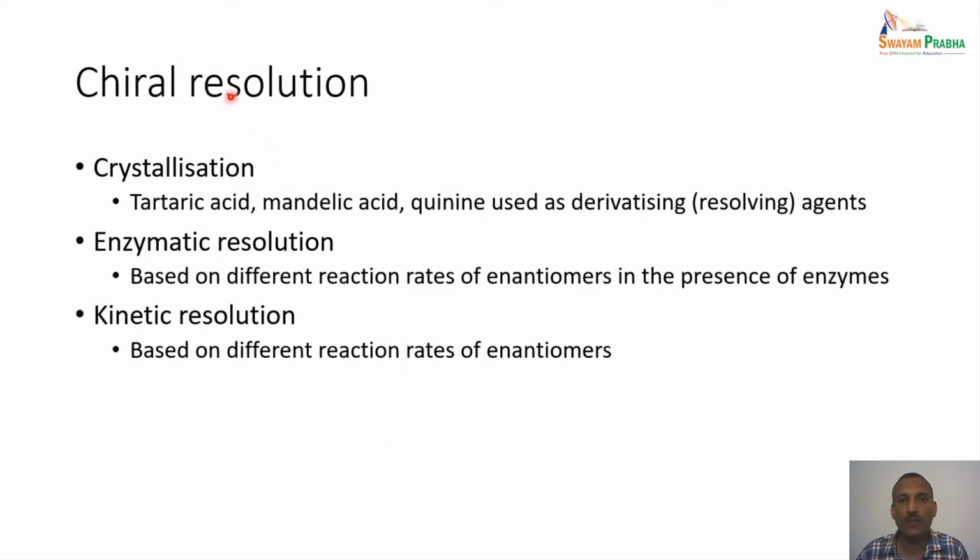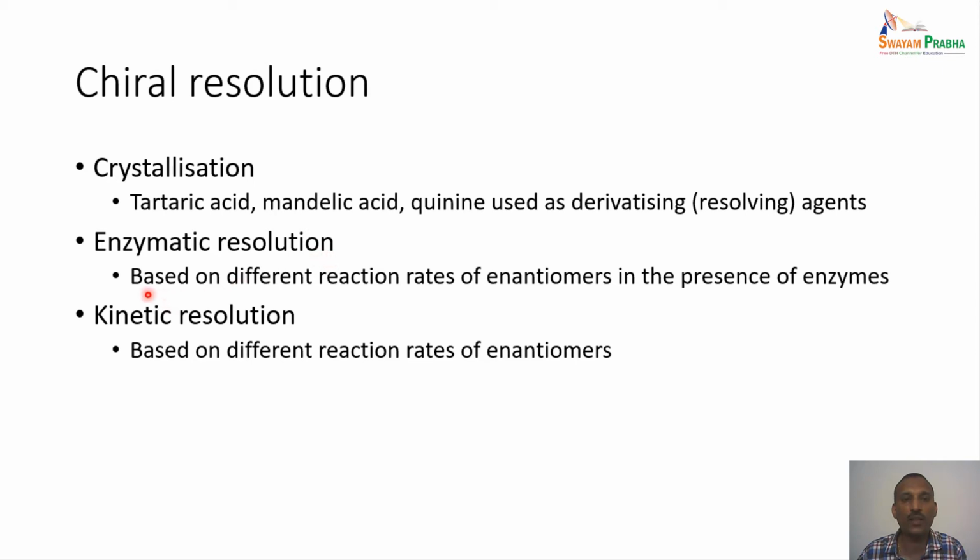Let us look at some of the methods in detail now. So the first one is the chiral resolution. In the chiral resolution, we can actually use multiple methods. One is the crystallization reaction. That is, tartaric acid, mandelic acid, quinine, etc. can be used as derivatizing agent or resolving agent. So if we have a base, we can treat the base with the tartaric acid or mandelic acid. That will form diastereomer salt. Once the diastereomer salt is formed, they can be separated, and then from that the pure enantiomer can be regenerated. Now, the other method is the enzymatic resolution method.